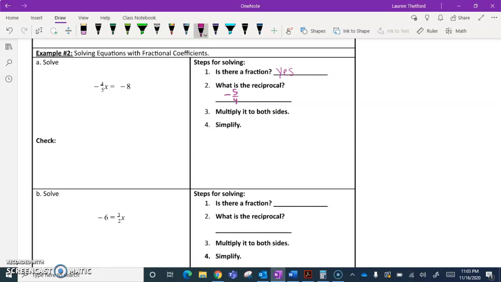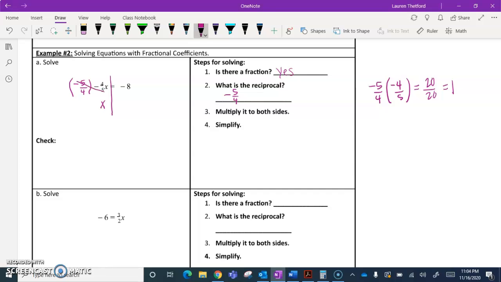Multiply it to both sides. So I draw my line, and I'm going to multiply by negative 5/4. So I'm going to go over here for a minute to show you why we do this. When I multiply a fraction by its reciprocal, when I multiply straight across, negative 5 times negative 4 is positive 20. 4 times 5 is 20, and that gives us a 1. So the whole reason we do this is so that we get a 1 here, which means 1 times x, which would just be x.